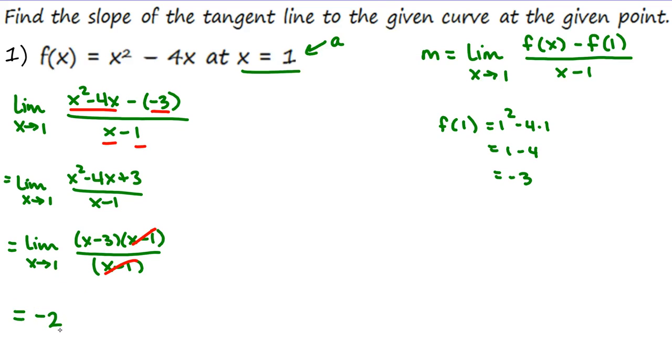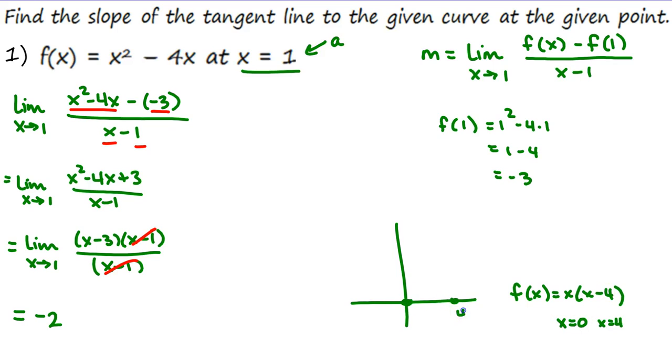So what does that mean? That means that for that curve, which is a parabola, right? Let's picture this. If I were to factor out an x, this would be the parabola that has a root at 0 and a root at 4 and opens up, something like that. So we're saying at x equals 1, let's suppose that's here, the slope of the tangent line is negative 2. That's what we're saying. Okay, that seems reasonable enough.